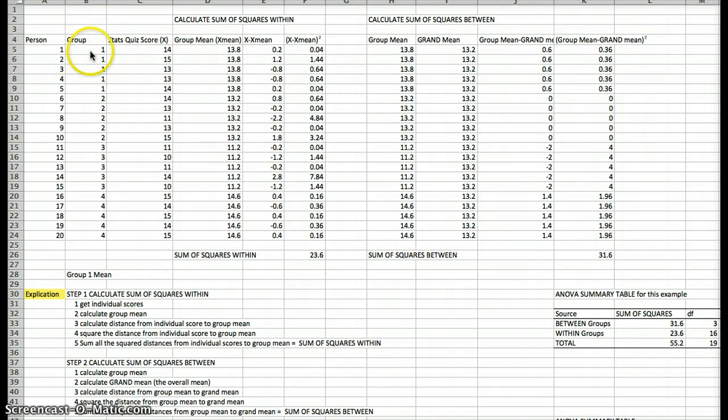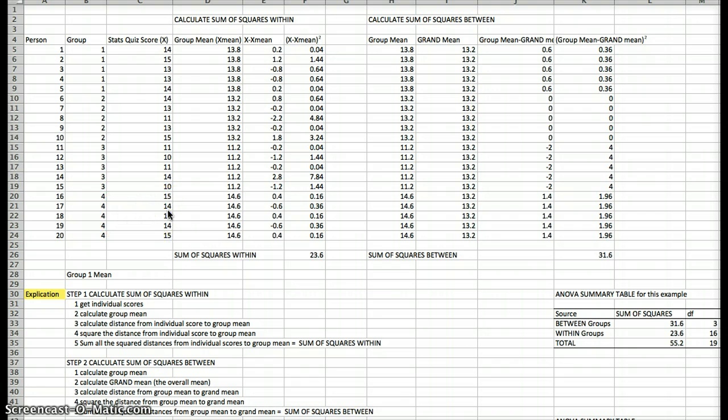So person 1 in group 1 had 14 points. Person 2, also in group 1, had 15 points. And so forth. And then person 6 was actually in group 2. She had 14 points. And person number 7, group 2, had 13 points. Then person 11, group 3, 11 points, and so forth.